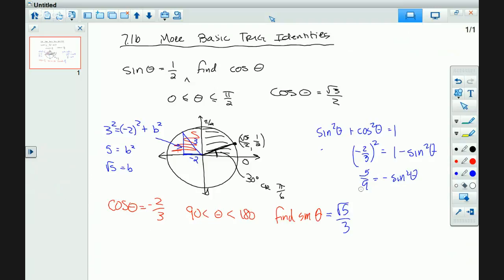Okay, that should be a negative. Remember your fraction subtraction. The negatives cancel out, I square root it, and I get root 5 over 3 equals sine theta. Okay, so you can see we get the same result. All right.